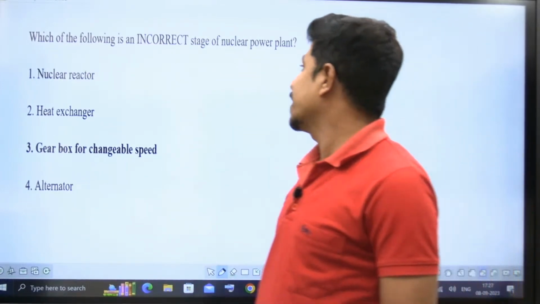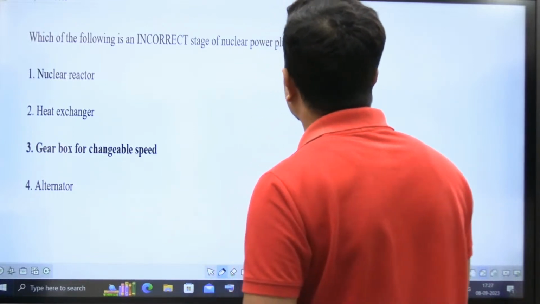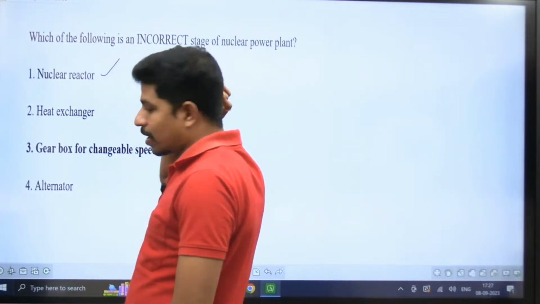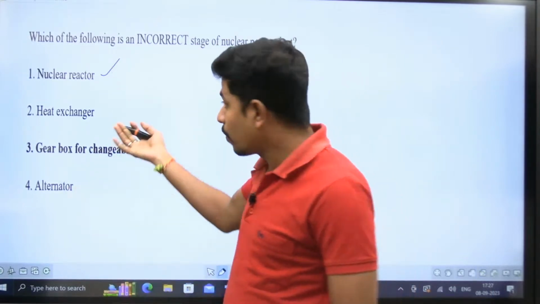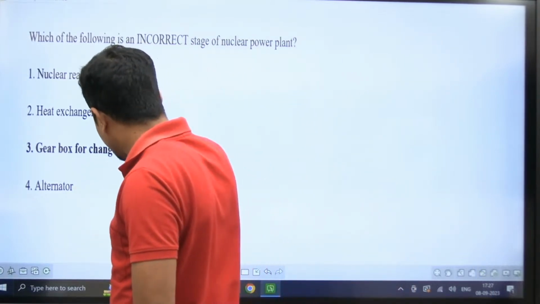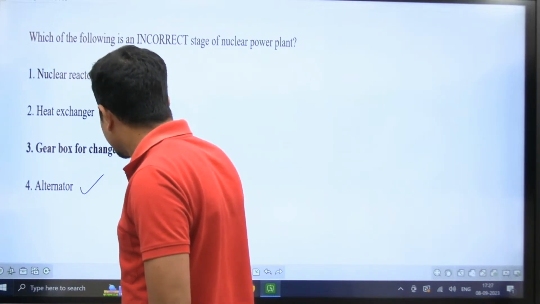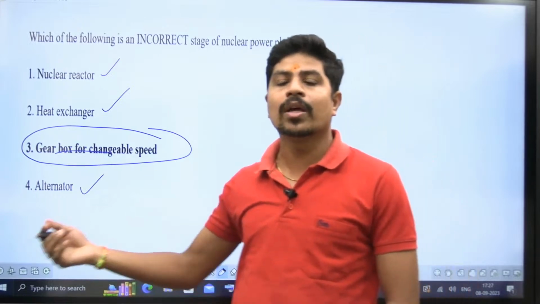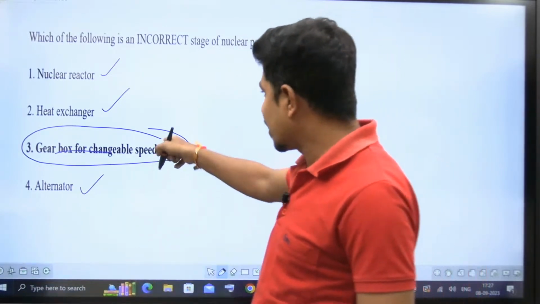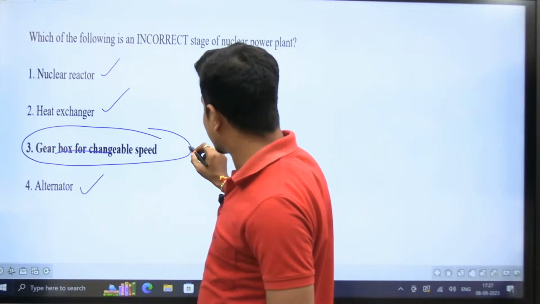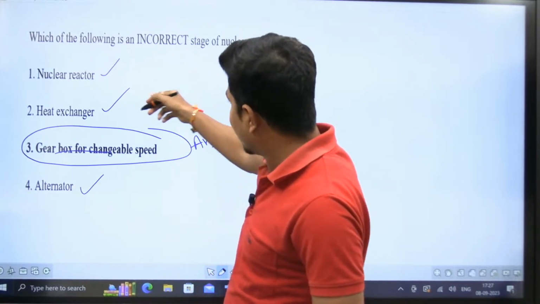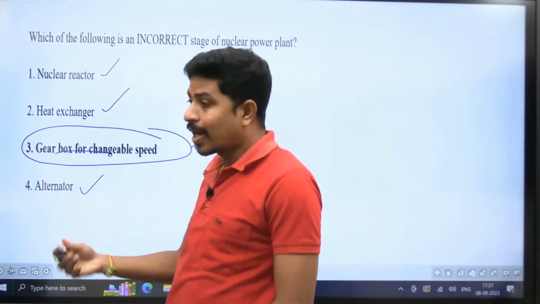Which of the following is an incorrect stage of a nuclear power plant? Yes, there will be a nuclear reactor in the nuclear power plant. Heat exchanger will be there, alternator will be there, but this particular gearbox for changeable speed is not required in a nuclear power plant. So this is the incorrect one. This is the answer. For a nuclear power plant, 1, 2, 4 are applicable.